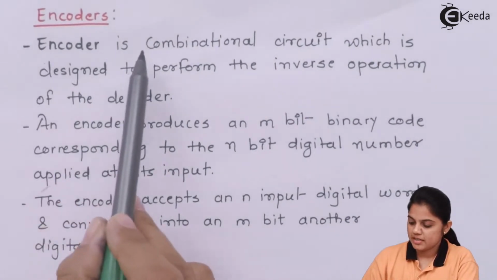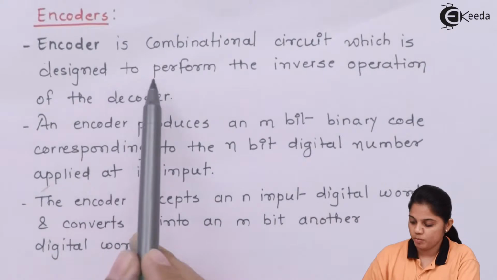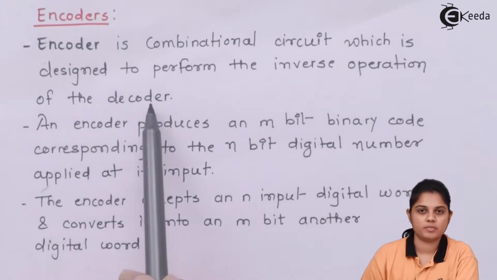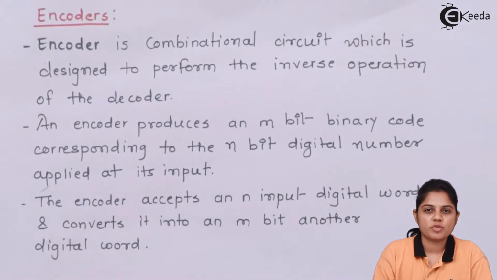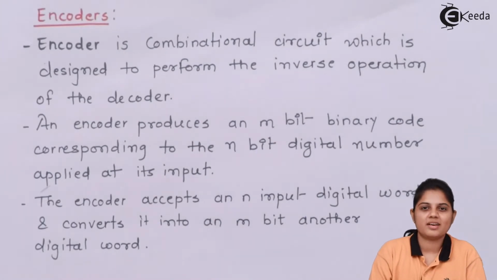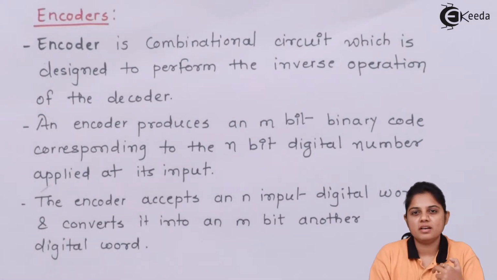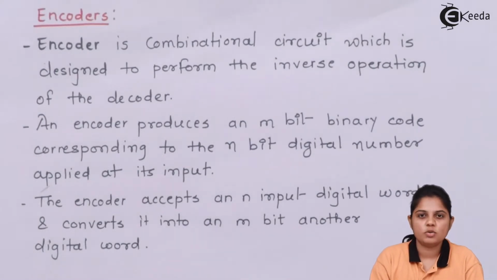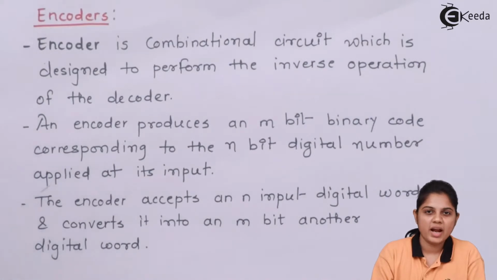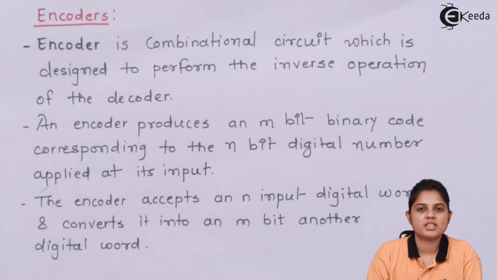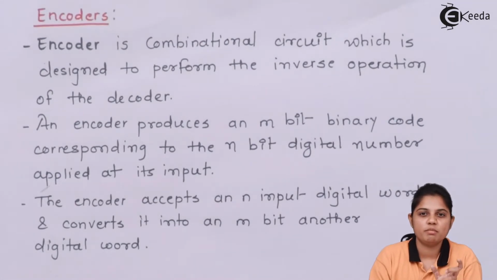First of all, an encoder is a combinational circuit designed to perform the inverse operation of a decoder. The encoder is used at the transmitter side and the decoder is used at the receiver side. For communication to happen between two different systems, you first need a transmitter and a receiver, and the connection between them is made by a proper channel, which is used as a medium to transmit that data.